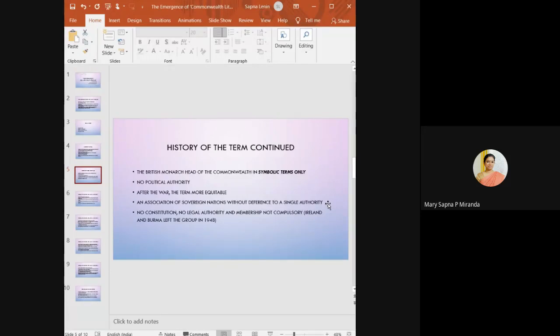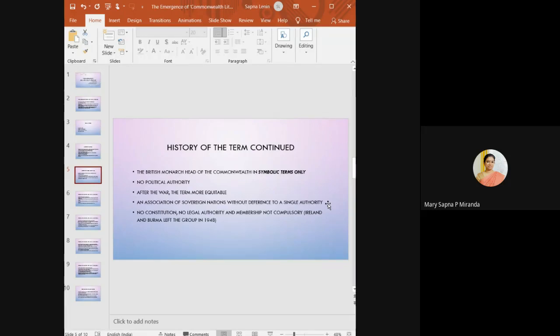But later, after the World War and all, this became more or less a relationship between equals, or it was assumed that there is equality. Now, Britain is no more the controlling or domineering force. So this was the understanding, the assumption. So there is no constitution, there is no legal authority, and membership is not compulsory to be a part of the Commonwealth of Nations. So Ireland and Burma left the group in 1948. So they are not part of the Commonwealth anymore. So there is no force. It's only if you want to come together that you can come to the group and then conduct whatever activities.